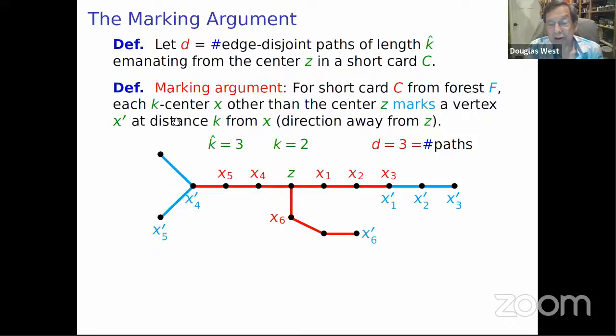It's called the marking argument. Suppose here's a reconstruction that's a forest. In fact, it's a tree in this case. The red part is a card with minimum radius, okay? The radius is three. And we have three edge disjoint paths that emanate from the center of this card.